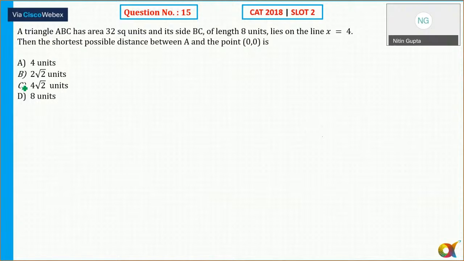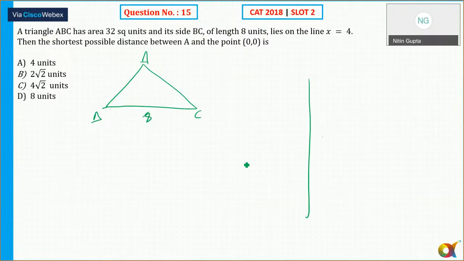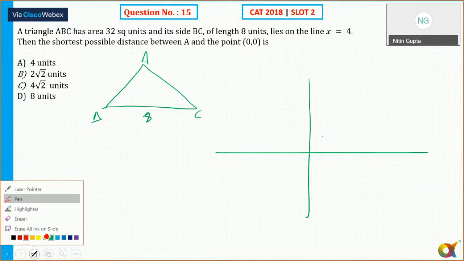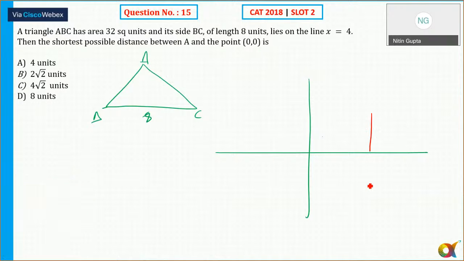A triangle ABC has an area of 32 square units with its side BC of length 8 units. Okay. So there is a triangle ABC, and BC is 8 units. And BC lies on the line x equal to 4. Okay. So let me draw the line x is equal to 4. This is the line x equal to 4.